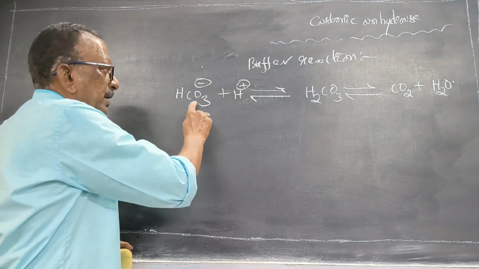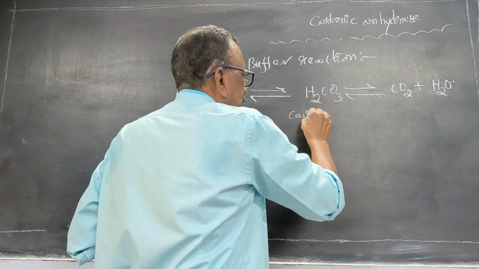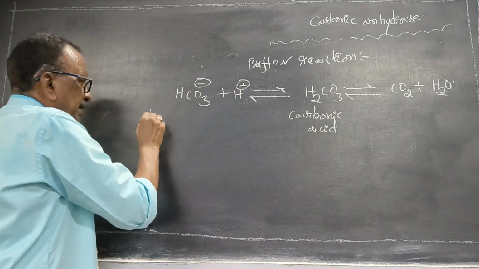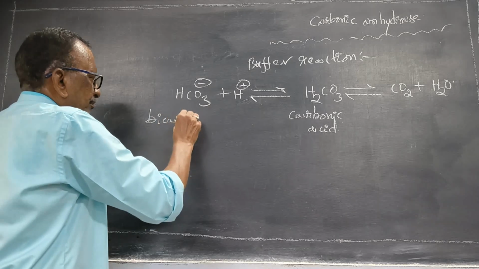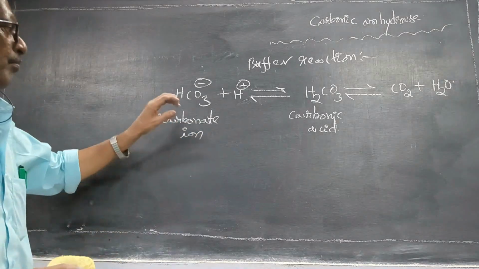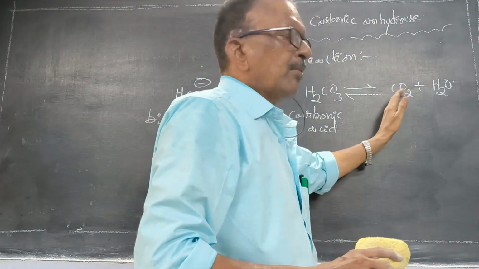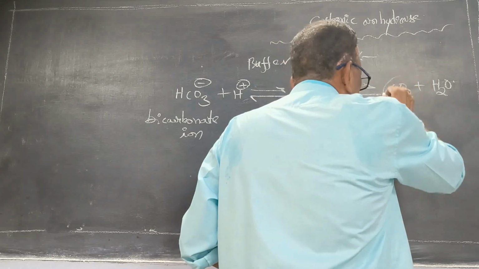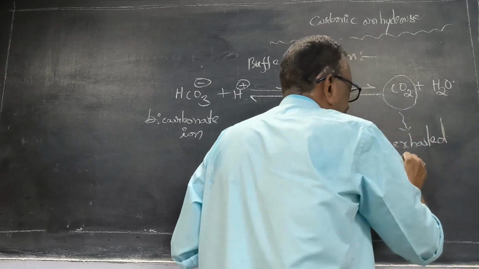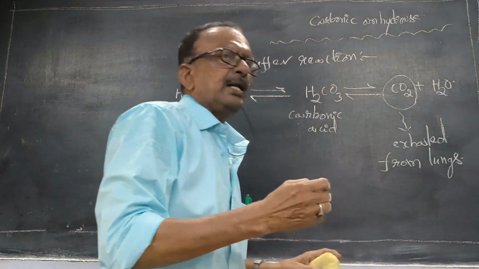That is, the bicarbonate ion combines with hydrogen cation and forms carbonic acid. So this is carbonic acid. This is the bicarbonate ion. The bicarbonate ion is converted into carbonic acid, and carbonic acid is converted into carbon dioxide and H2O. And this CO2 is exhaled from the lungs. Now I will do the link.